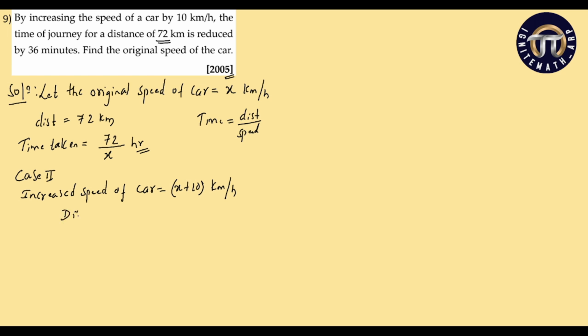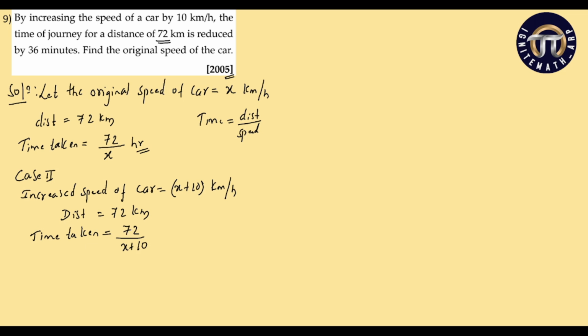So distance won't change. Okay, distance will remain the same, 72 km only. So now what happens to the time? Time taken, you know that, children, speed and time are inversely proportional. The more the speed, the less the time. Clear, children? So now speed is being increased, so time will be decreased.